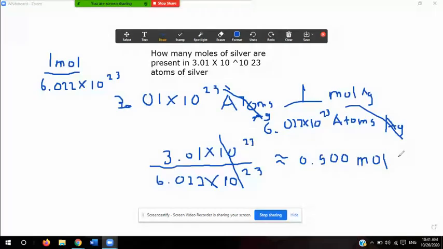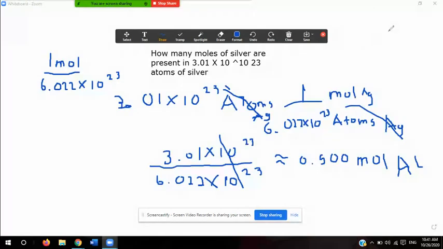And what we're missing is just one last problem, which we are going to discuss now. All right, so basically, again, all I did was I canceled atoms of silver with atoms of silver, and I divided the number that I got by Avogadro's number, which gave approximately 0.500.